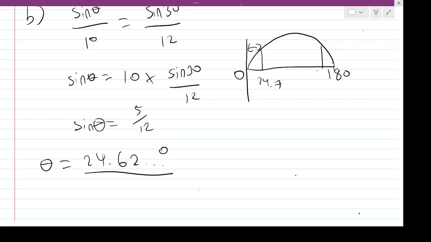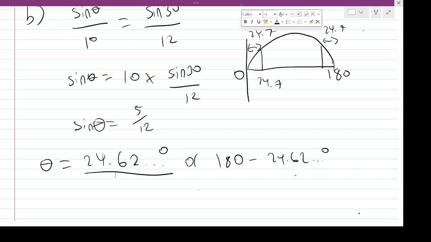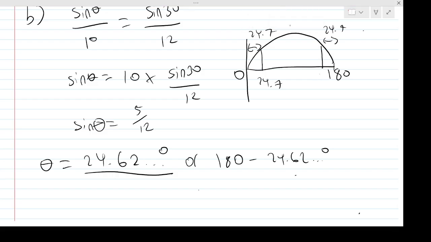Right, so to get this other solution for theta here, it's going to be 180 take away this angle 24.62. Because again, the gap is 24.62 at either end, right? That angle theta is the gap. So therefore 180 take away that gap will get me this other solution there. And so if I work that out then, 180 take away 24.62, I get 155.38 degrees. Okay, so I've got two solutions then.